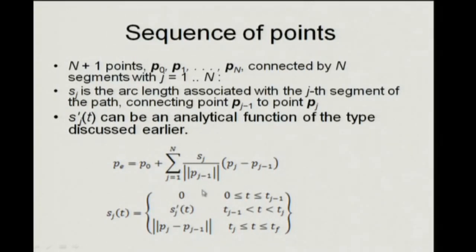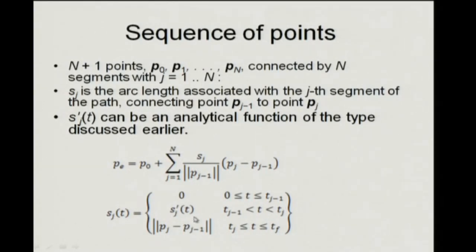So, for each segment until you reach Tj minus 1, Sj is 0. So, this will not contribute. So, we are writing the full path as a summation of a large number of polynomials. Now, by making sure that the value of this Sj is 0 until it is Tj minus 1, you are making sure that this term, the jth term, does not contribute to anything else except for the small segment which is in there.